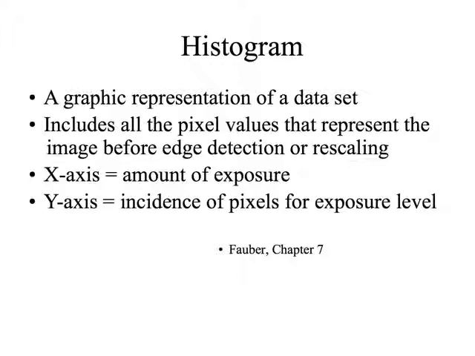So along this bar graph, the x-axis is the amount of exposure. So as we travel further and further along the bar graph in the x direction, we're going to see a gradual peak of exposure that will fall off, and the y-axis is going to be the incidence of pixels for that given exposure level, right? So what this is saying is if we draw an XY graph, we're going to see something that looks like this, only it's going to be represented by a bar graph. Does that make sense so far? So it is a graphic representation of the data set.